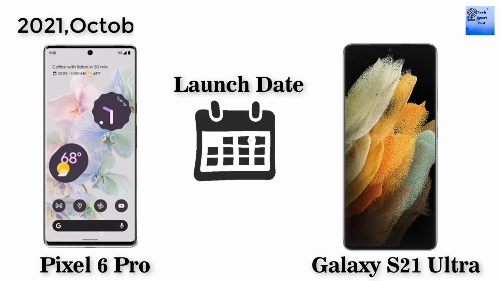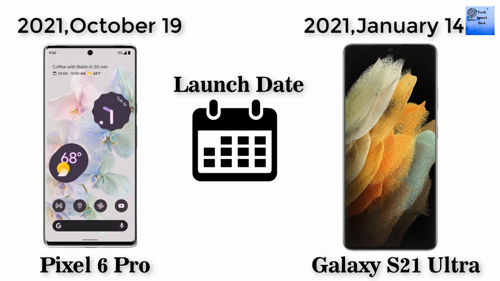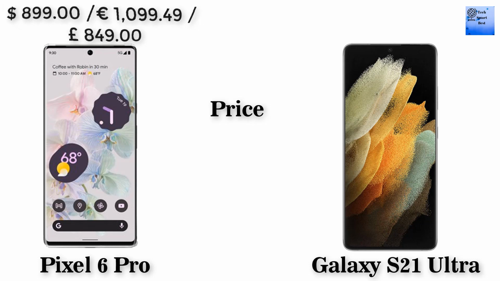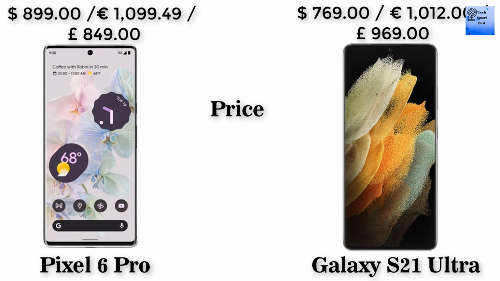The launch date of the Google Pixel 6 Pro is 19 October 2021, and the launch date of the Samsung Galaxy S21 Ultra is 14 January 2021. There are different prices available for both smartphones.